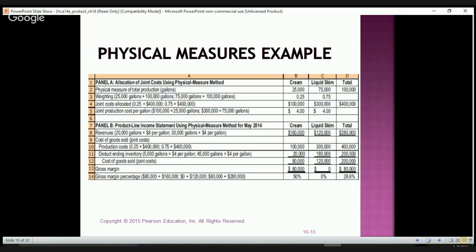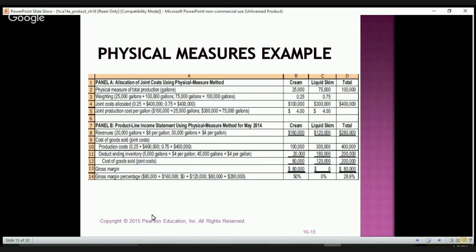Now, we take those two numbers, the 0.25, multiply it by 400,000, and that's how I get the 100,000. We take the 0.75, multiply by 400,000, and I get 300,000. So then what I do is take the 100,000 divided by the total production of 25,000, and I get $4 per unit. Take the 300,000 divided by the 75,000, and I get $4 per unit.